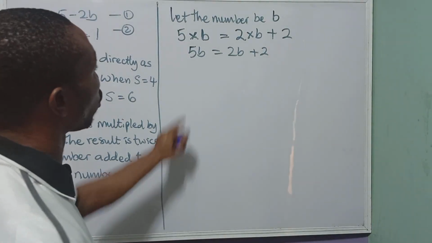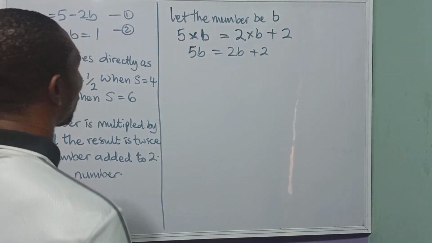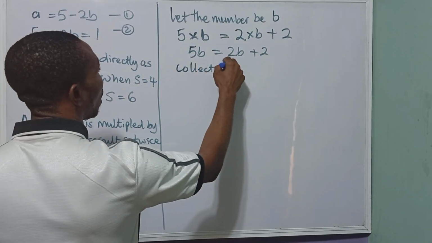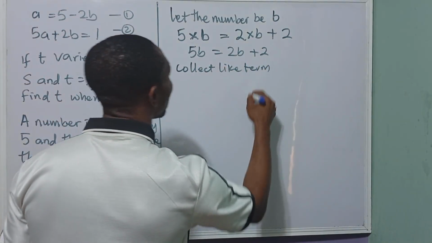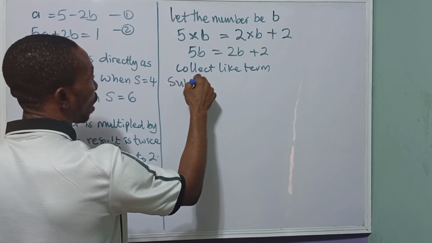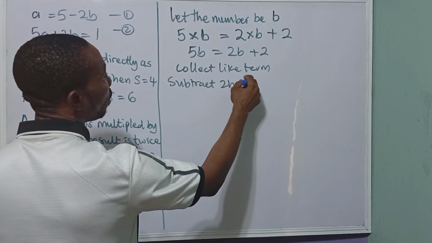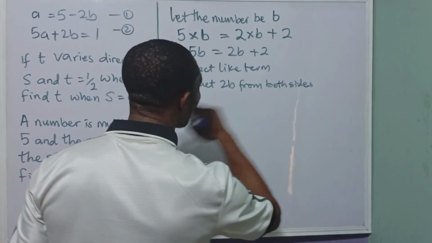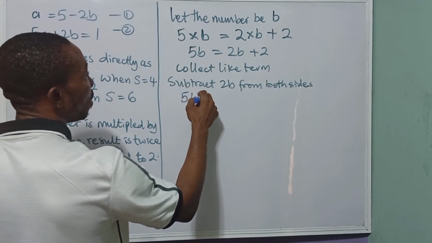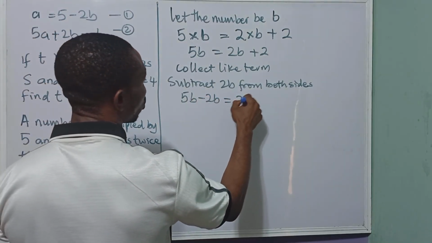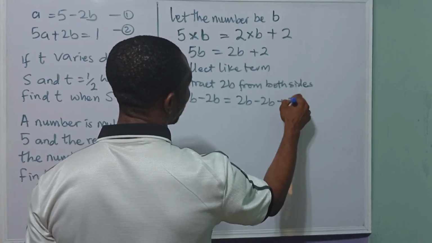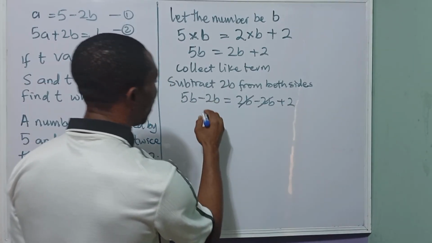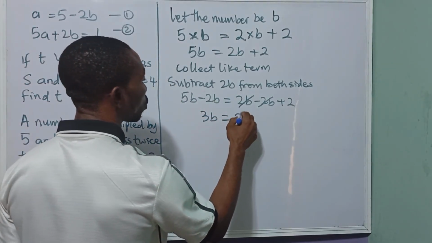So it says find the number. So we are looking for the value of b. In order to find the value of b, we will collect like terms. Now, in order to collect like terms, we will subtract 2b from both sides. So this becomes 5b minus 2b equals 2b minus 2b plus 2. So this cancels out, giving us 0. 5 minus 2b gives us 3b equals 2.